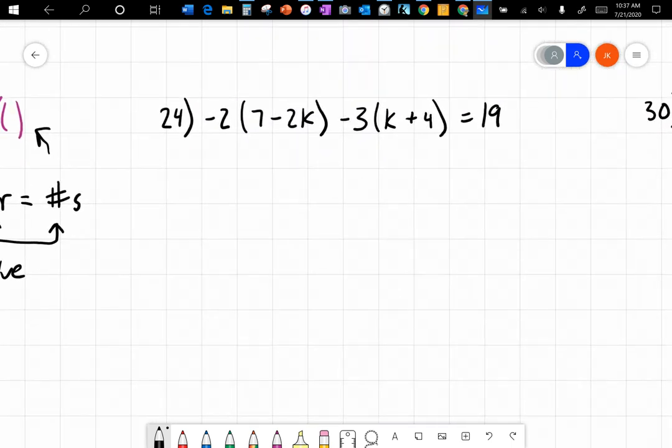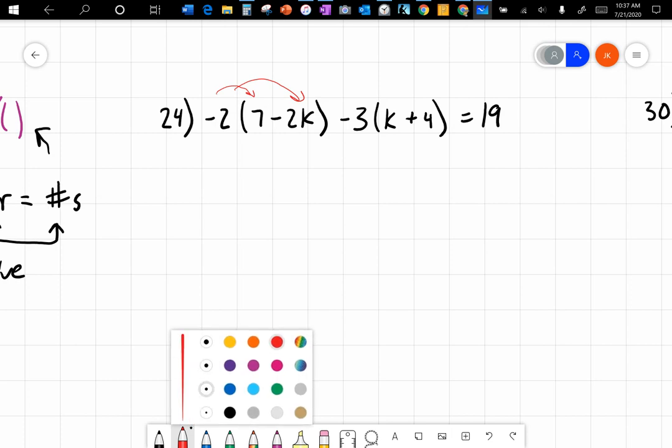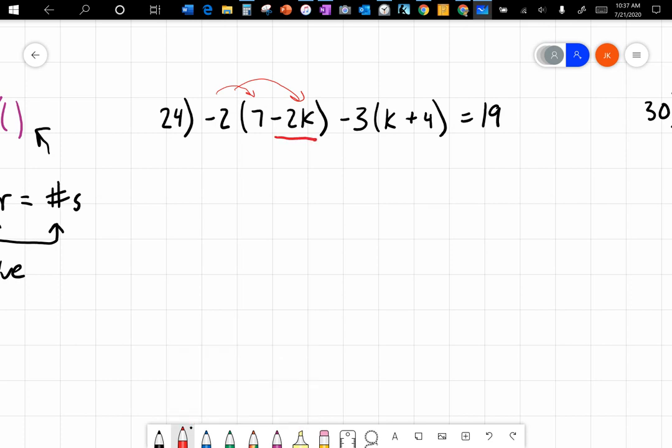Okay, so here, first off, I see a bunch of parentheses, so I'm going to use the distributive property to get rid of those. I'm going to multiply -2 through. A common misconception when we do this is people forget about this negative sign here, so I always group that with the term. -2 times 7, that first little rainbow here, is going to give me -14. And then -2 times -2k is going to give me a positive 4k.